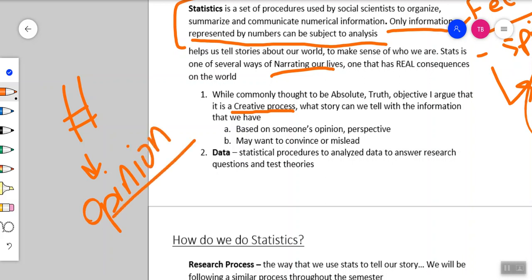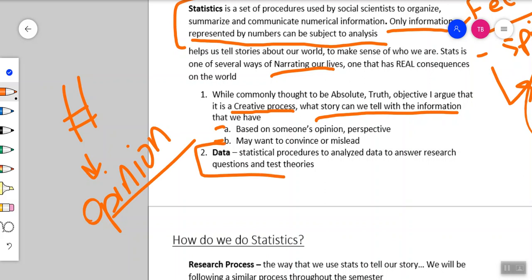We see this maybe if you start thinking about political data. Say there's a survey done on who people are going to vote for in the next election. Someone's opinion might shape how they collect that data, and we'll look at different ways that this happens. If someone, for instance, was supporting one candidate over another, that opinion might shape exactly how they end up collecting the data and what story they end up telling about it. So though we're using numbers, it's still going to be based on someone's opinion and perspective. But our goal is to try to limit that as much as possible. It may be because someone wants to convince or mislead you for something.